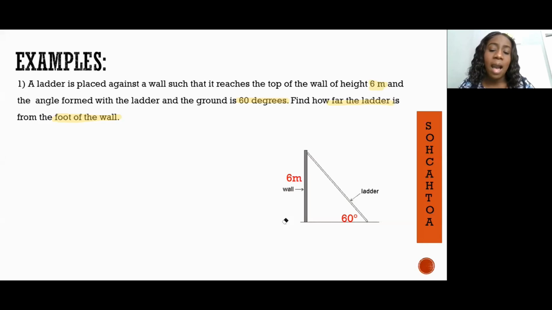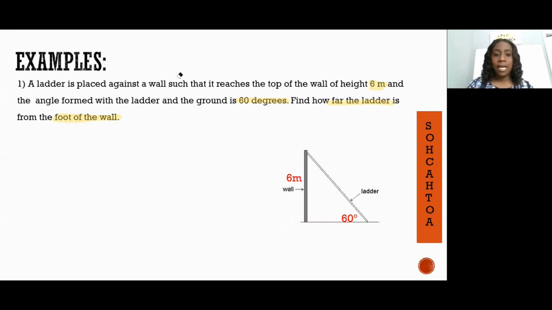They want to know how far the ladder is from the foot of the wall. Where is that going to go? Interesting. All right. So I'm saying hypotenuse. I'm saying on the ladder. I'm saying at the ground. Let's read that again. How far is the ladder from the foot of the wall? That's the question. Just making sure.